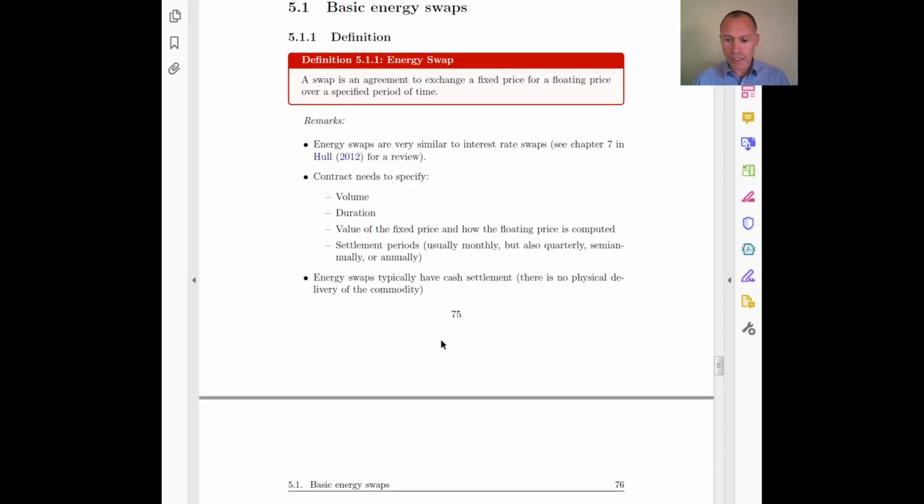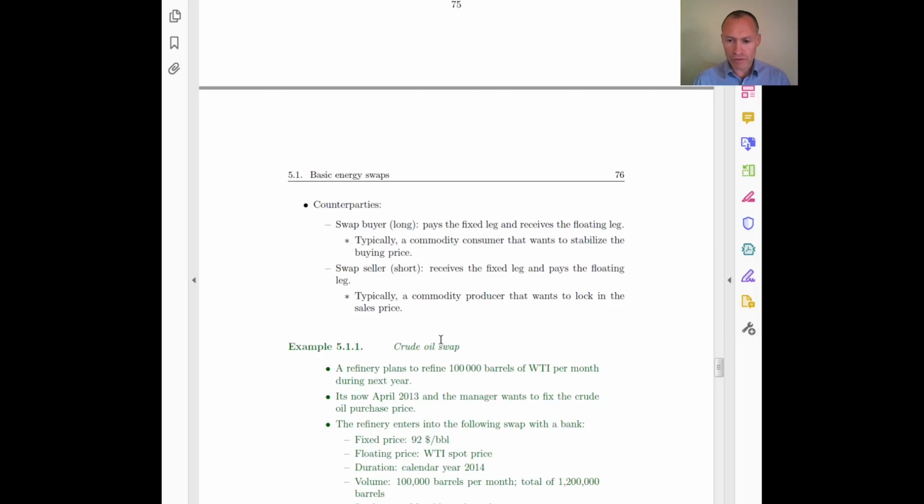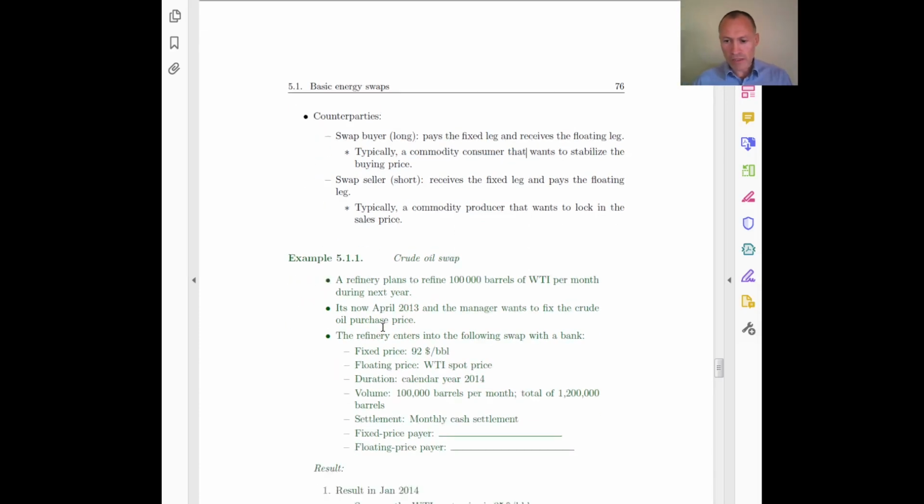In terms of notation, we're going to call the swap buyer the long side. That means the side that is paying the fixed leg. This is typically a commodity consumer who wants to stabilize, to fix the price at which it will buy the commodity in the future. Quick example.